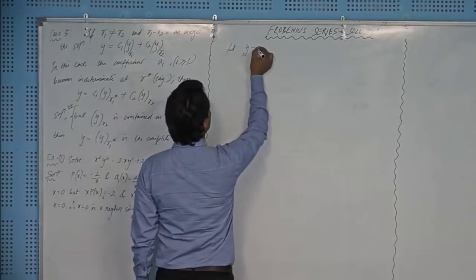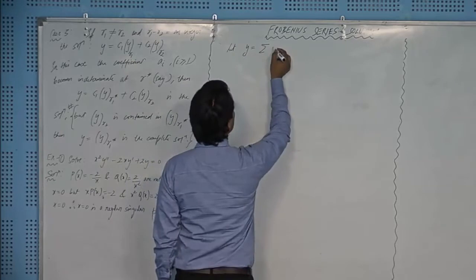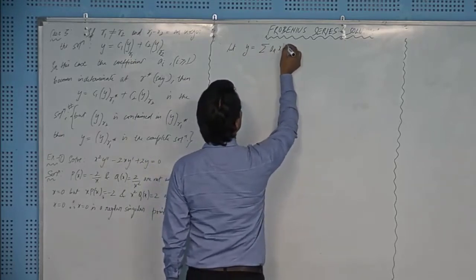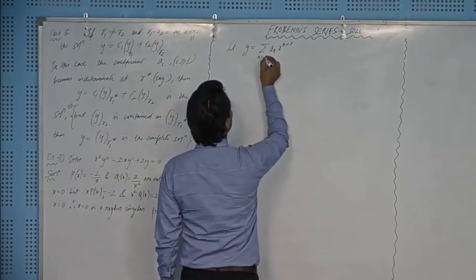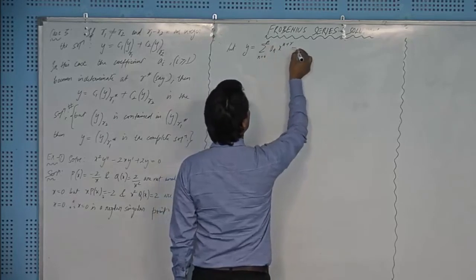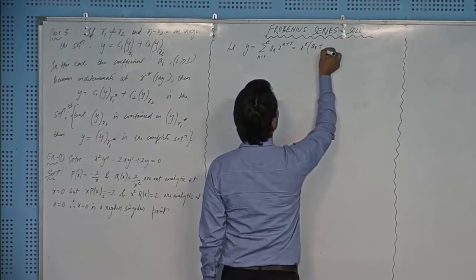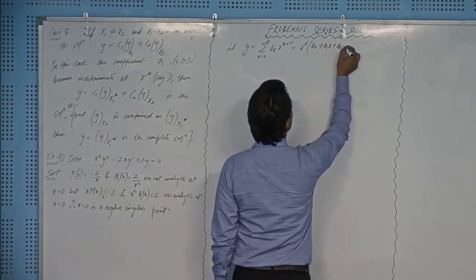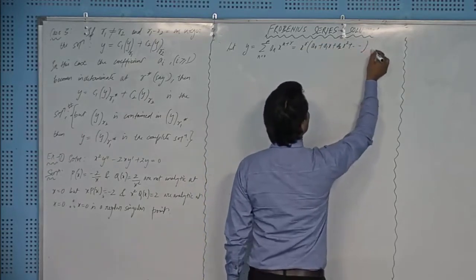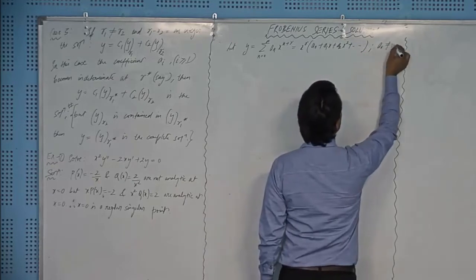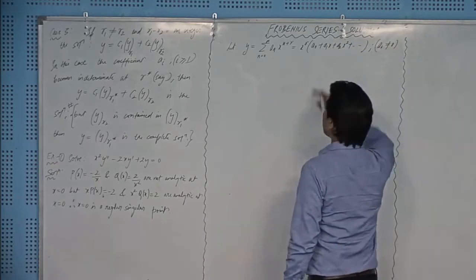let y is equal to summation a n x to the power n plus r, n starts from 0 to infinity, and in expanded version we can write it as x to the power r times a naught plus a 1 x plus a 2 x square and so on. And remember that this a naught cannot be equal to 0, right?